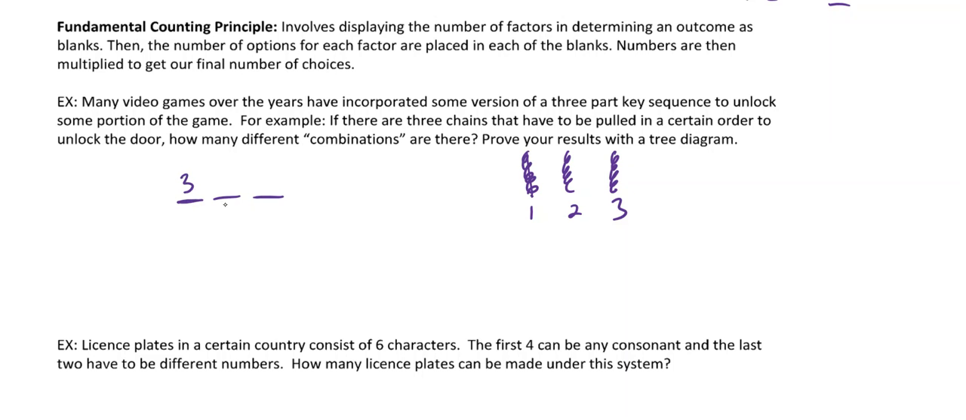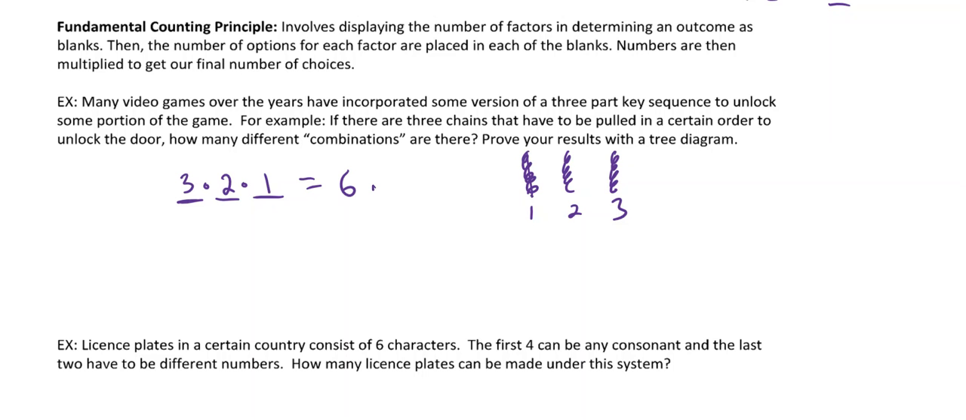So I like making these blanks. You'll see me doing that quite often, where this is my first option. And then after I pulled that first chain, how many chains do I have left to pull? Well, I only have 2 left. And then after I pulled the first chain and the second chain, how many options do I have left? Well, I only have one option left. And then the fundamental counting principle says we just multiply the number of ways. So there would be 6 different ways that we could pull the chains, right?